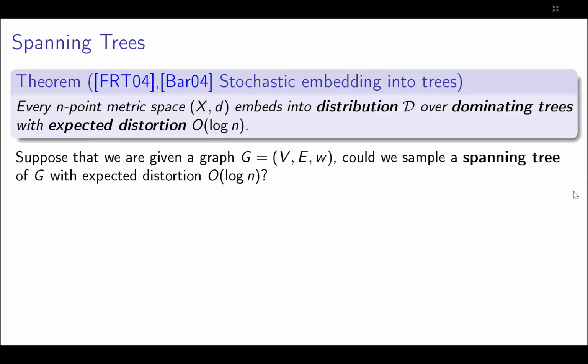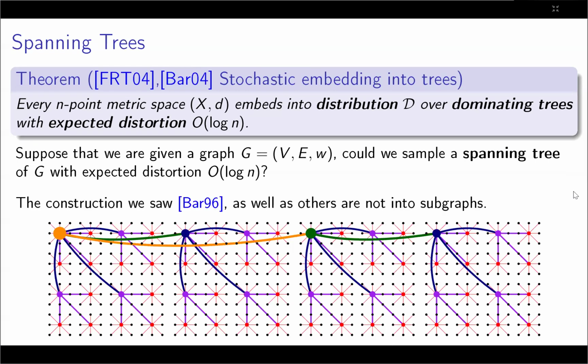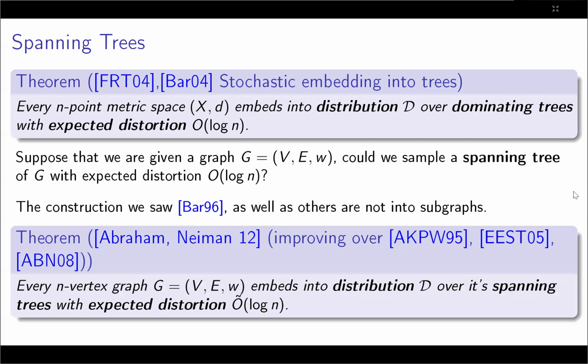So suppose that your metric space is the shortest path metric of a graph, and you want to sample a spanning tree. For example, if you want to use it for routing, you actually need a spanning tree, not some abstract tree in the sky. So what can you do? Bartal does not make subgraphs, and also these two do not do subgraphs. However, there has been a lot of work on that.